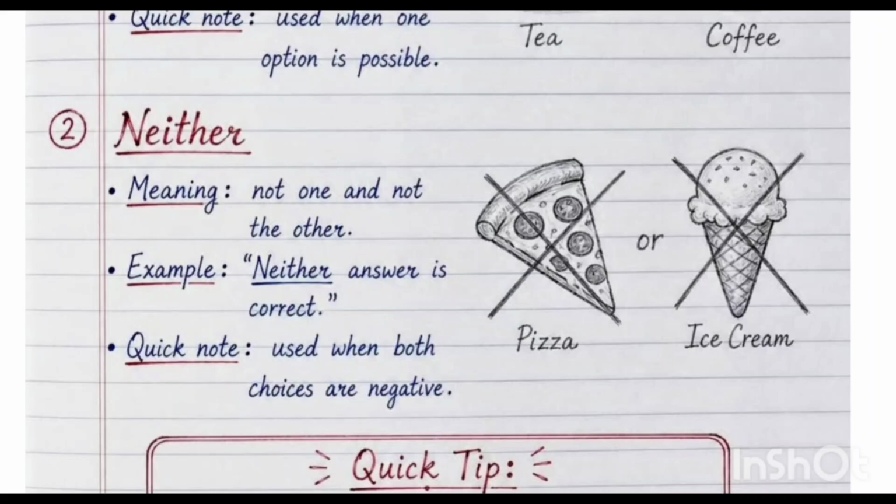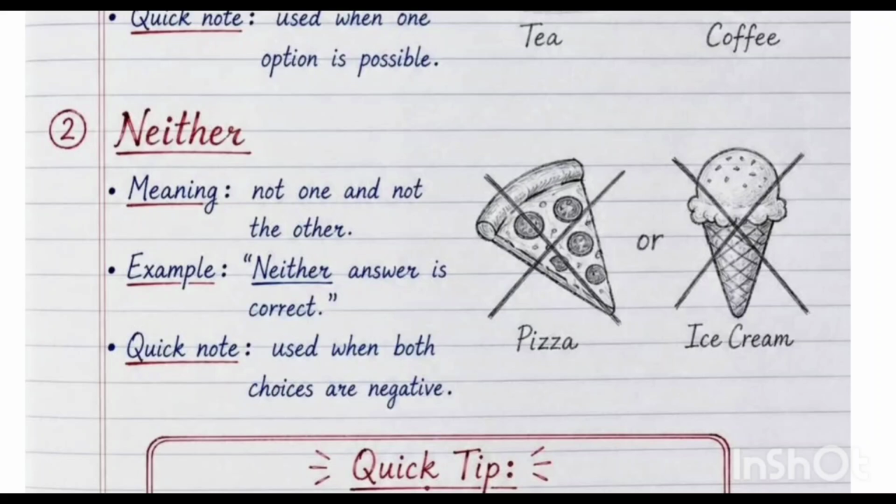Let me explain it. Let's suppose you have solved a maths problem and you got an answer, but your friend told you that this is incorrect. Then you solved it again. You got two answers. Then you took your notebook to your teacher and your teacher said neither answer is correct. It means both of your answers are incorrect.